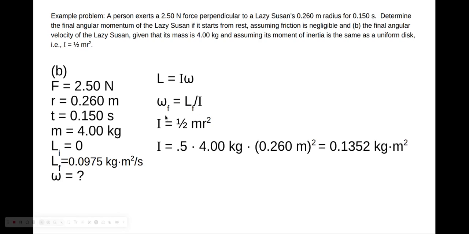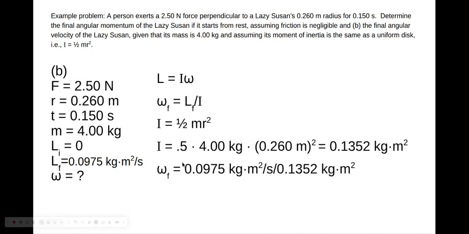Substitute that in here. We'll take this value and substitute it in here and do the math, and we're going to get 0.721. Originally, if you did all the units, the kilograms and the meters squared are going to cancel, and you're going to be left with per second. But we can always throw in the radians because that's what we're talking about here. So an angular velocity, how fast is the angle changing? It's changing at a rate of 0.721 radians every second.